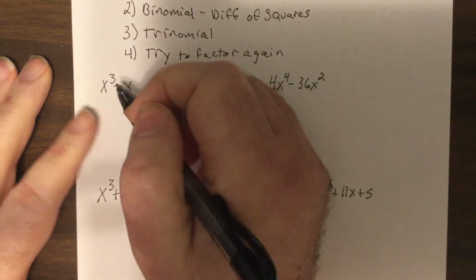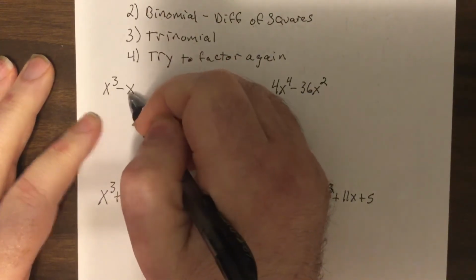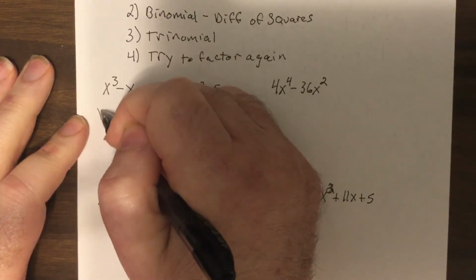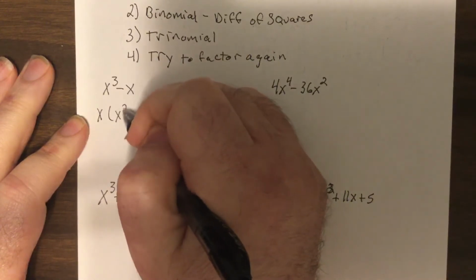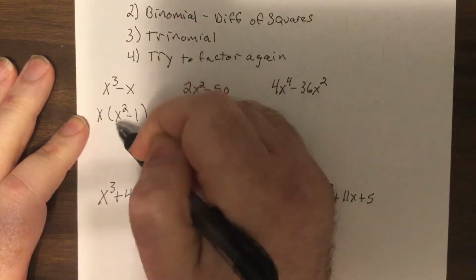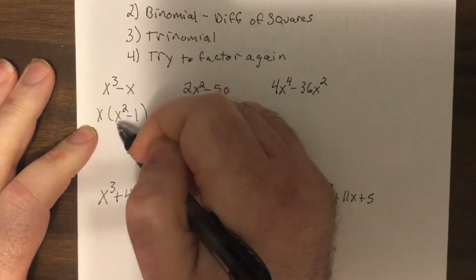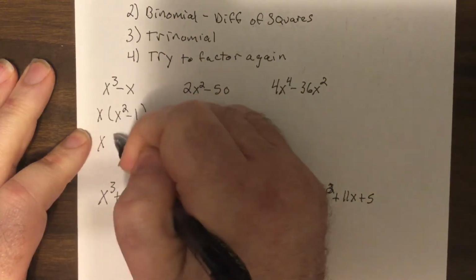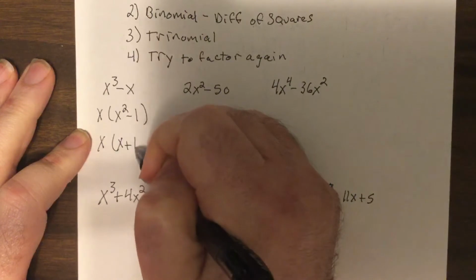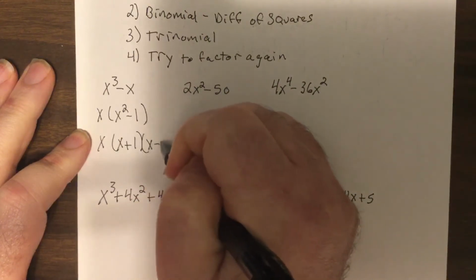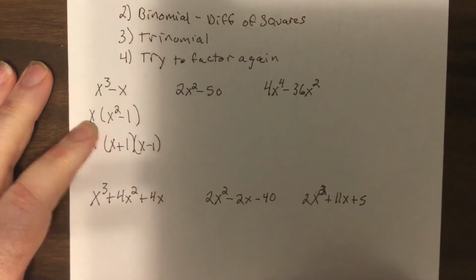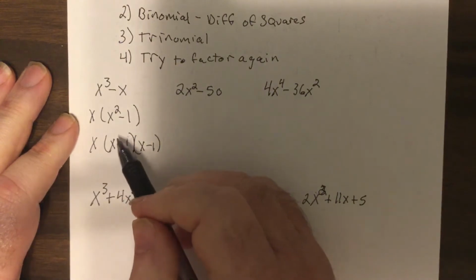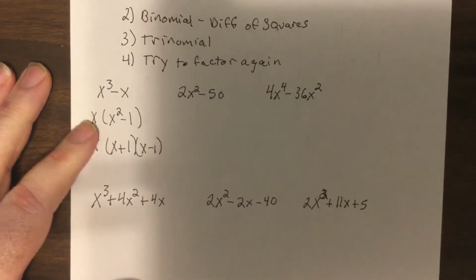So for example, GCF, x is common to both, so I factor it out. Then I say, okay, what is this? Well, it's a binomial, so I look for the difference of two squares. X plus 1, x minus 1. Then the highest power is 1, so I know I'm done.